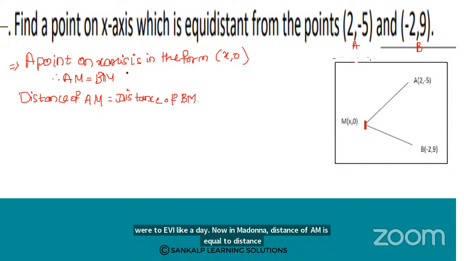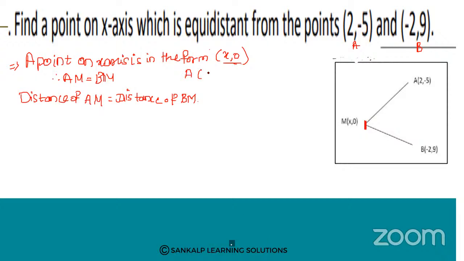Okay. This one we call it as M. M is x0. A is 2, -5 and B is -2, 9.